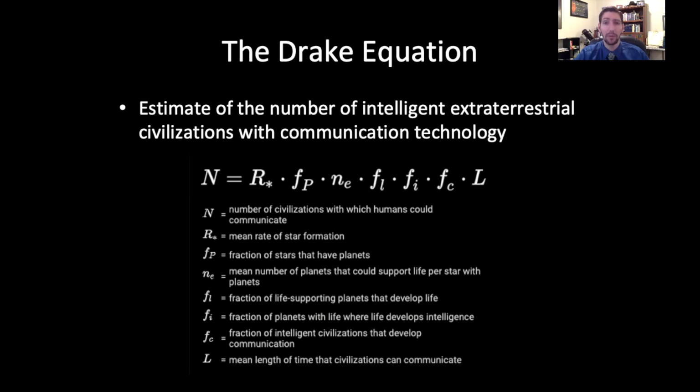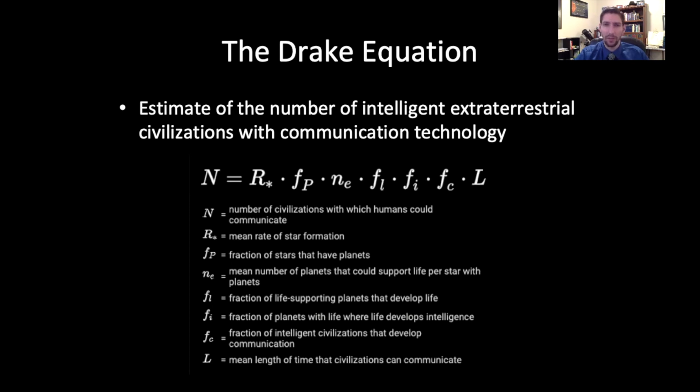First, let's be optimistic. Let's say that n sub e, f sub l, f sub i, and f sub c are all 1. And let's say the mean length of time that civilizations can communicate could be 1,000,000 years. Then the result would be that there are 3 million civilizations today out of 10 billion sun-like stars in our galaxy. But then we can come back to the Fermi paradox.